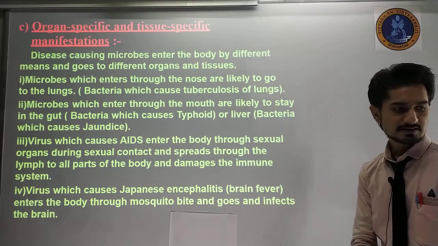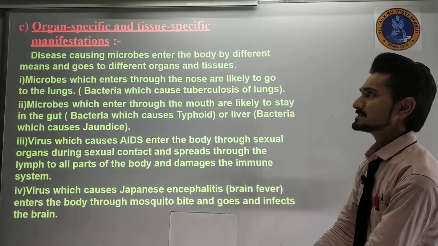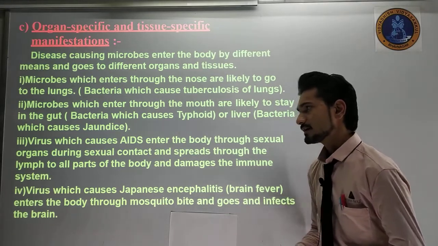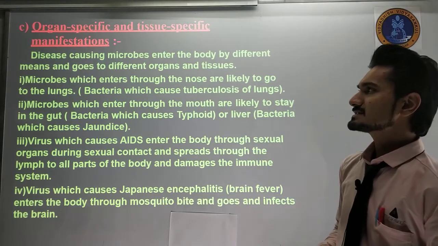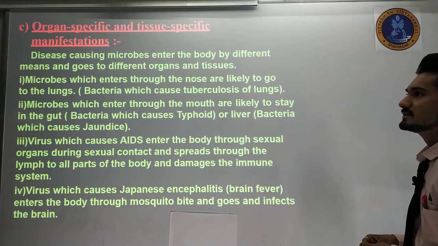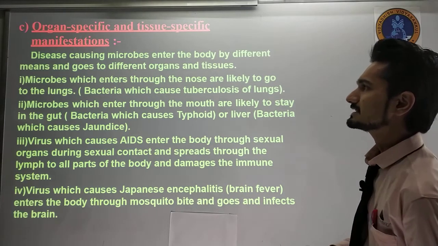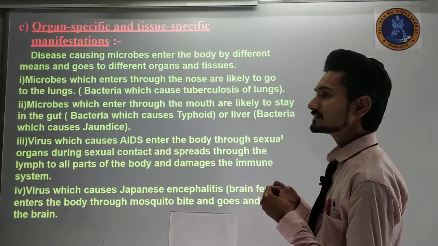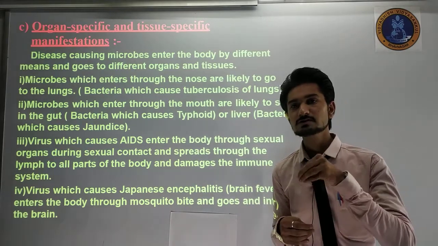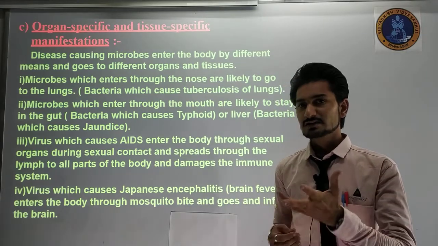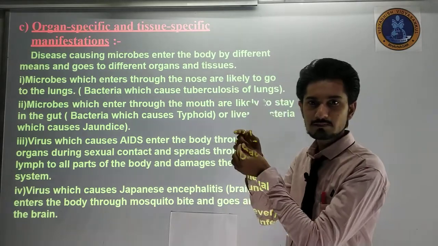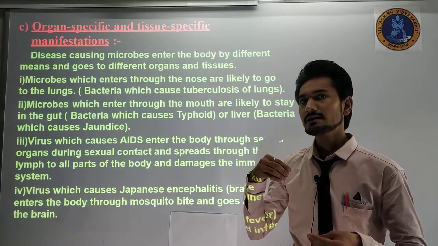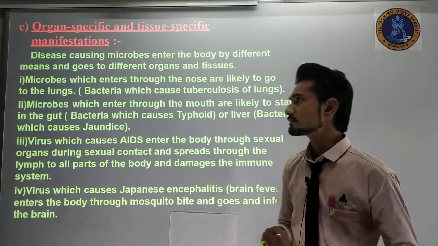Another thing we are discussing today is organ specific and tissue specific manifestation. Now what are these? If disease causing microbes enter the body by different means, they go to different organs and tissues. Microbes means microorganisms; in short we can use the term microbe. So if the microbes enter our body and transfer from one organ to another organ, then what happens?